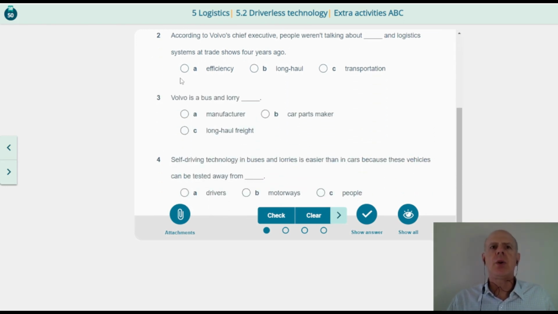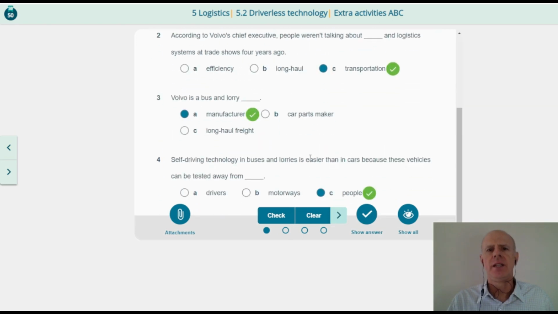Look at two. According to Volvo's chief executive, people weren't talking about transportation and logistics systems at trade shows four years ago. But it is transportation, right? Volvo is a bus and lorry. Why don't you answer? So you pause, try to answer by yourself, and then you check. It's manufacturer, right? Self-driving technology in buses and lorries is easier than in cars because these vehicles can be tested away from drivers, away from people, right?